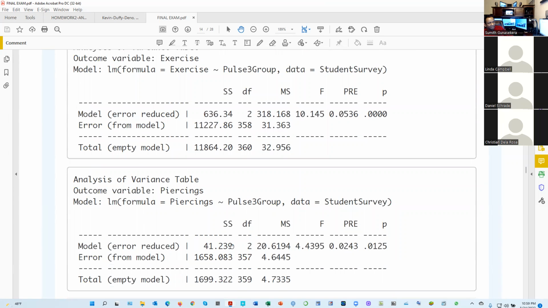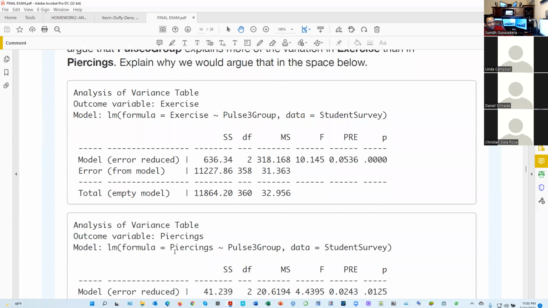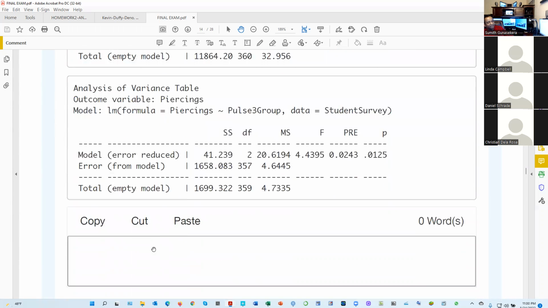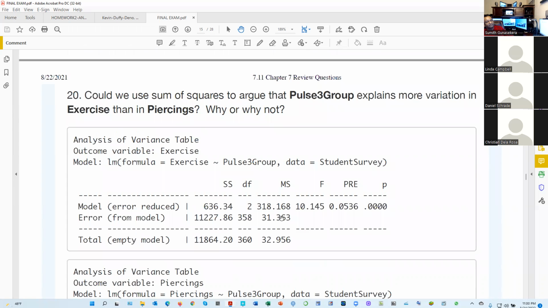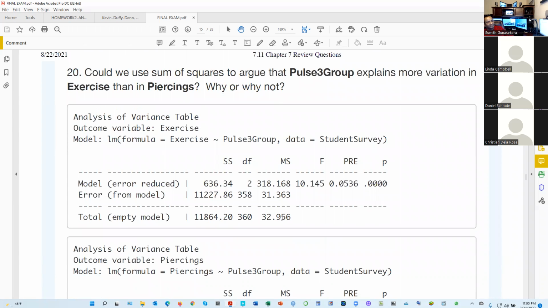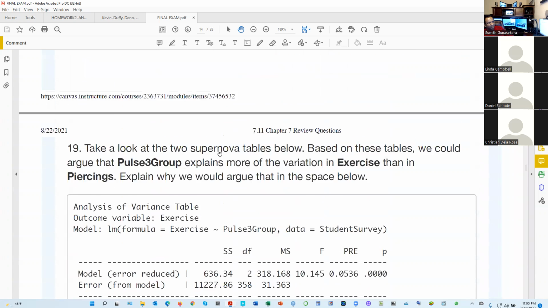To compare what and what? This number and this number. Is it reasonable to compare this number with this number? Can we do that? They say they could. If they say you could, you have to explain why we would argue that in the particular space given below. On the other hand, contrary to that one, here they ask, could we use a sum of squares to argue that the Pulse 3 group explains more variation in exercise than in Pearson? Compare these two and support that claim.